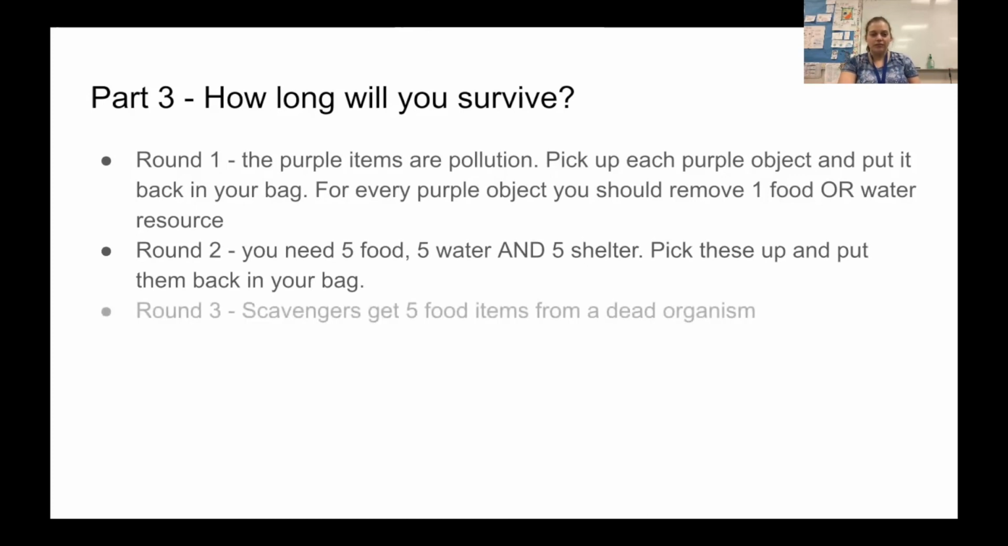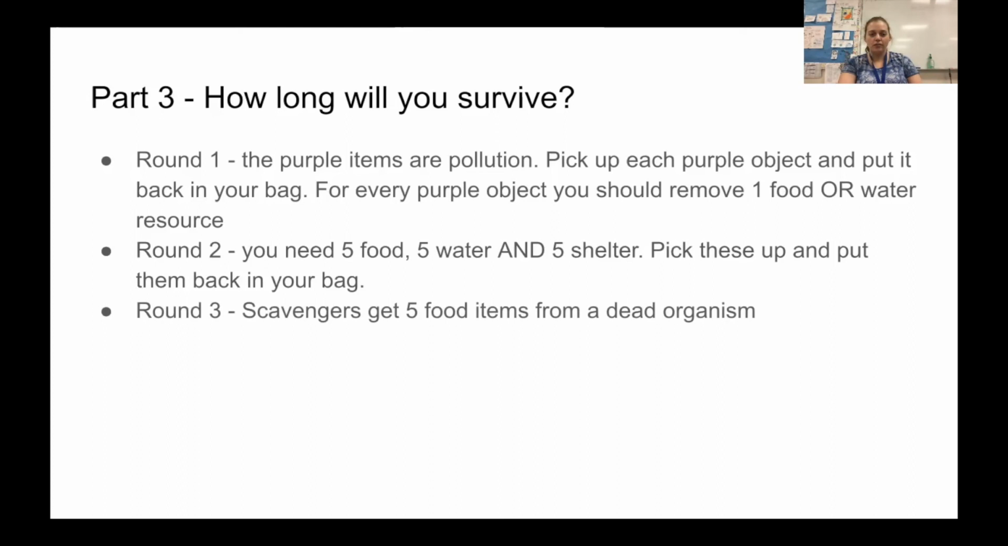Round 3, if you're a scavenger, you get 5 food items from a dead organism. Keep in mind you would be playing this with a class full of people, so you could take 5 foods from one of your classmates that had died. If you are playing this alone, then you can just take 5 more out of your box. All right, pause if you need to.